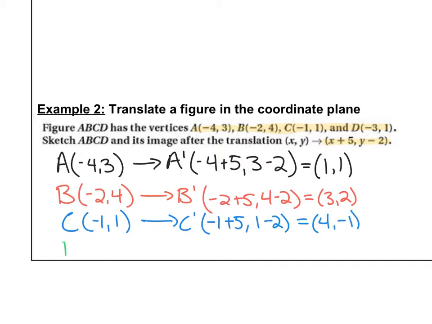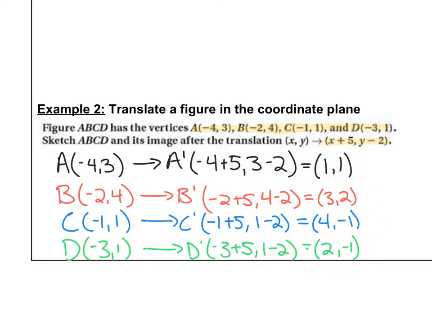And then D started at negative 3, 1, and translated to D prime by adding 5 to negative 3 and subtracting 2 from 1, giving us 2, negative 1. So these were the original figure. If you were to perform this translation, understand that you would add 5 and then subtract 2, and then we would be here for our primes.